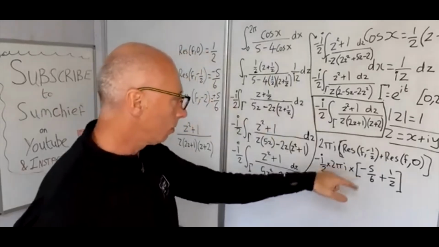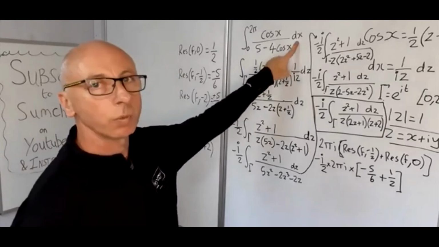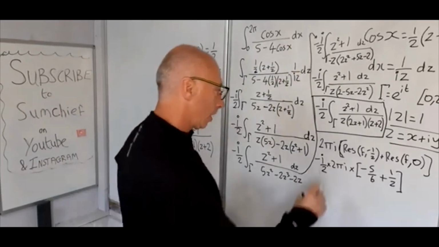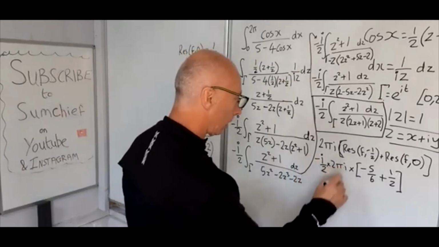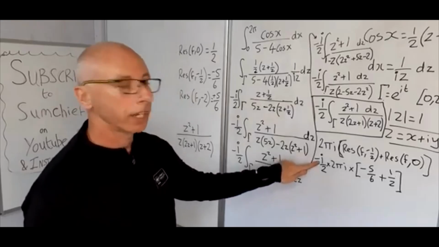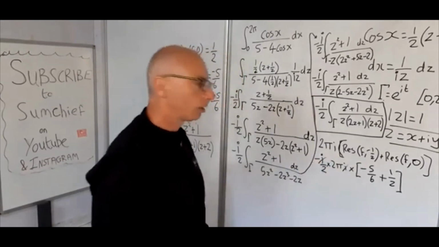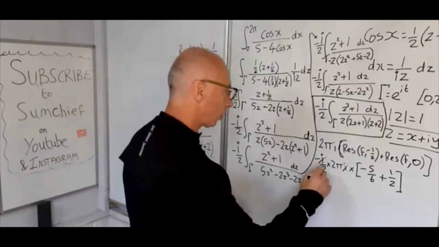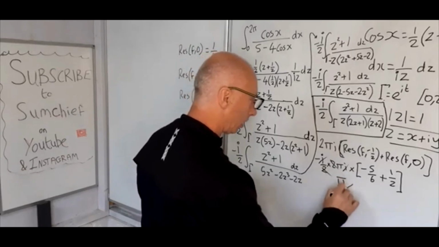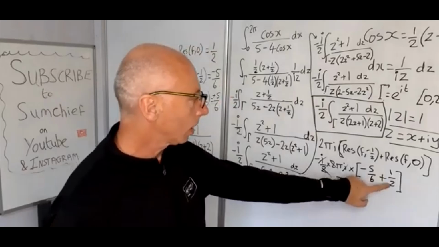Okay, now we can do some simplification on this. Now we should get a real answer because we started off with a real integral, so there should be no i's in what's left. So we can see here there's 2 i's which are multiplied. Well, i squared is minus 1, but then there's a minus sign here, so it's a plus 1. So those i's basically cancel out, which is what we wanted. And the 2's of the 2 pi cancel out. So it's pi times minus 5 over 6 plus a half.